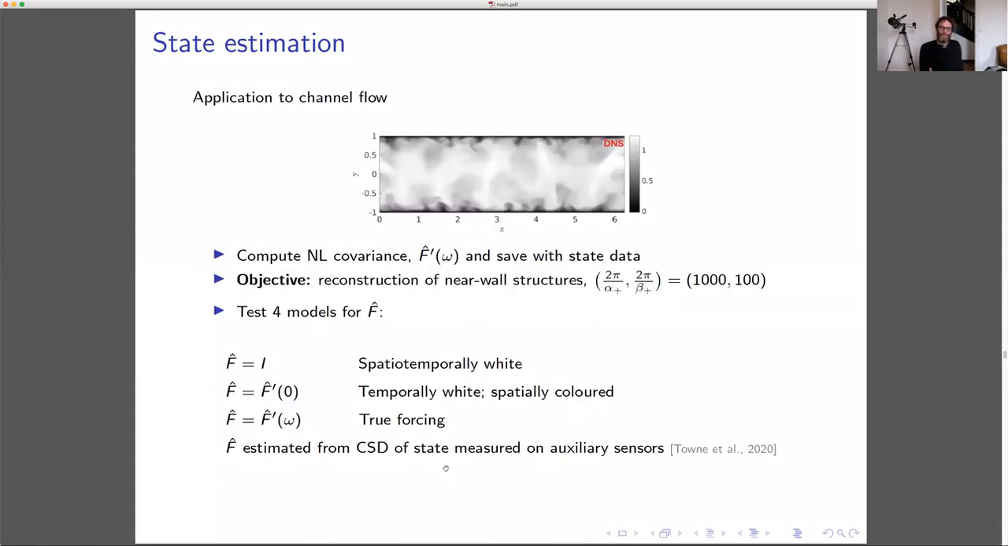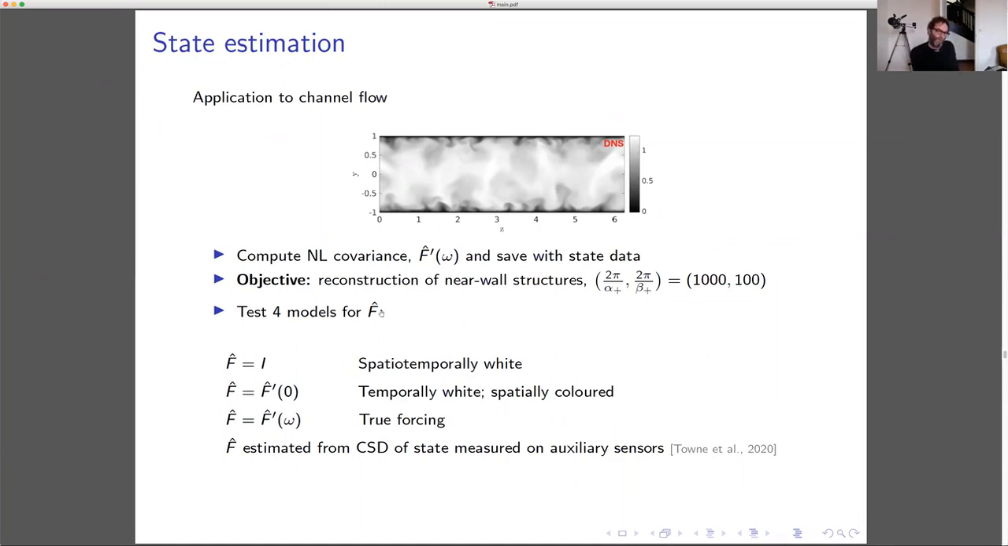We did many tests. I'll show one here, which is based on a DNS of the channel flow. So we performed the DNS, the nonlinear covariance, which I'm calling F prime here. So this is the true nonlinear statistics. This is computed and saved with the data. The objective set here is to reconstruct near wall structures. So we're choosing these wave numbers, and based on measurements on the wall of these Fourier modes, we're going to try to reconstruct the full DNS information using the linear estimator, but of course it's linear plus, so it's a linear estimator which is being enhanced using information about the nonlinearity.